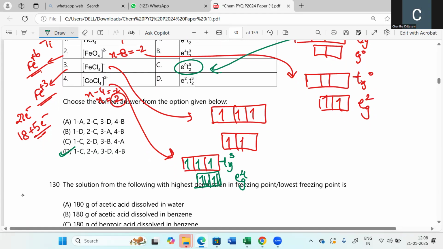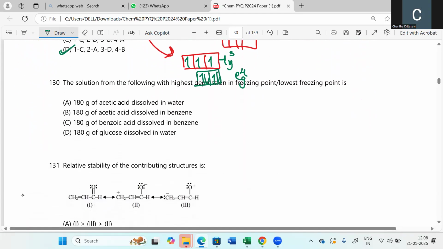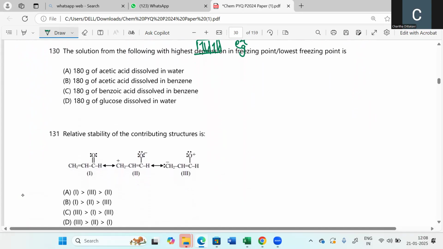All right. Moving on. Which solution from the following has the highest depression in the freezing point? Depression in the freezing point, which has more? I would say 180 grams of acetic acid dissolved in water. This question we have already done in the last session also.